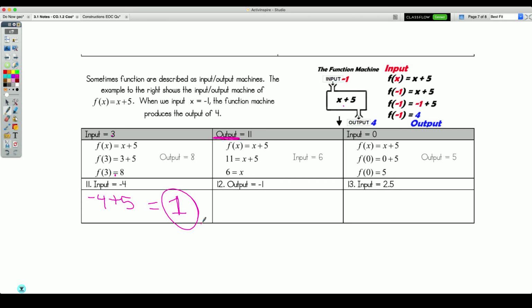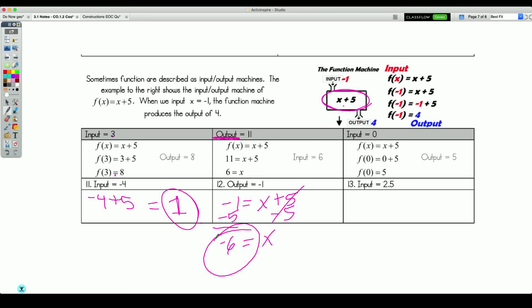Next one is output. So I'm going to not plug in -1. What am I going to do with that -1? Set it equal to my function. What is my function? X plus 5. What's in my function machine? Yeah, x plus 5. And I can easily solve for x there. So I'm going to subtract 5. Here's a good example. When my signs are the same, add and keep it negative. -6. So there's my output.